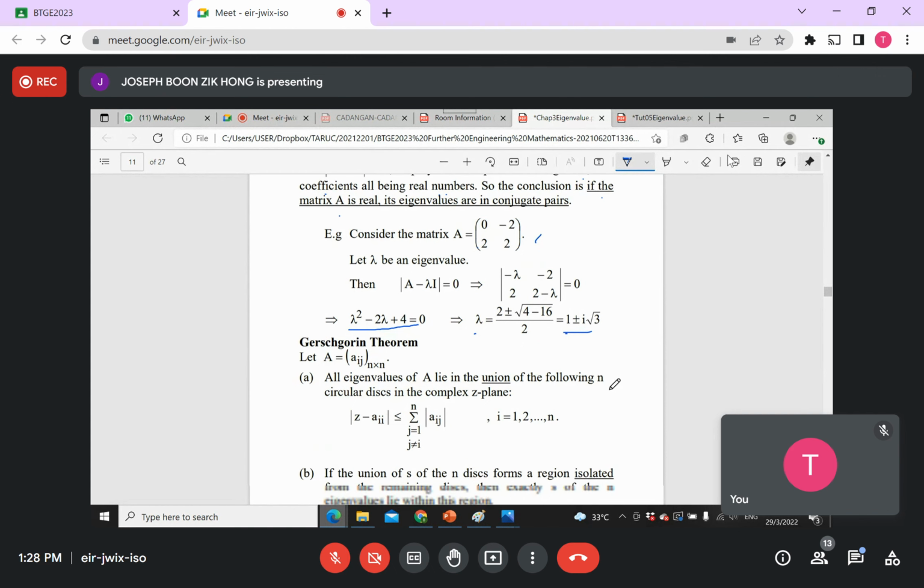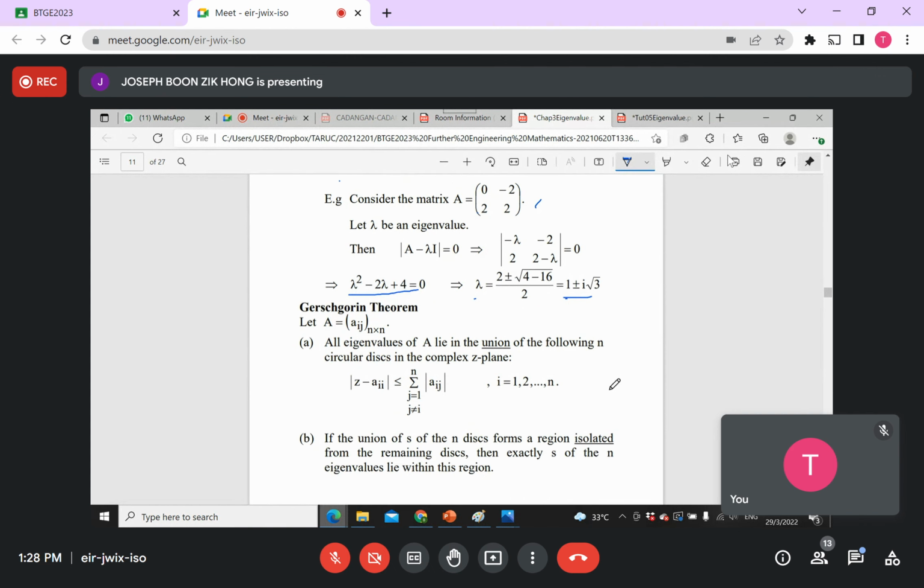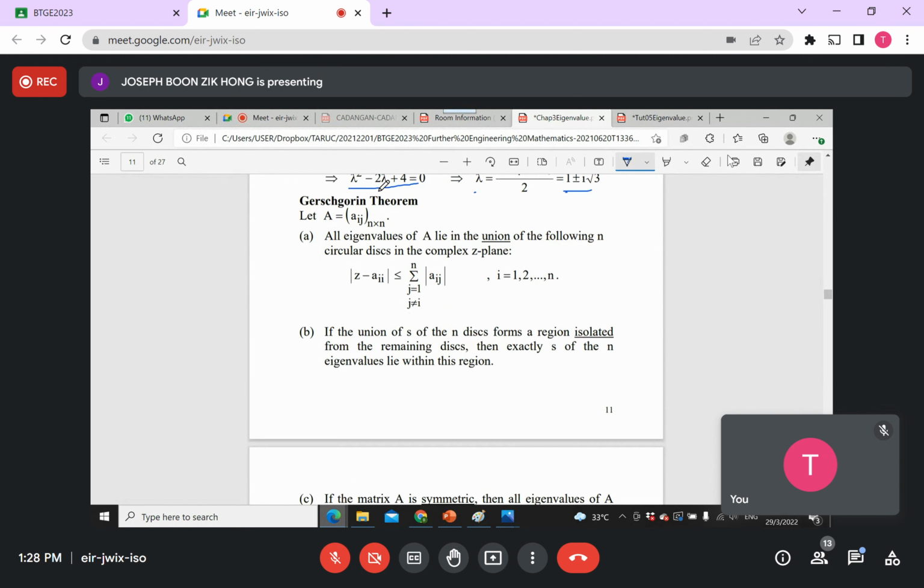Okay, so by the Gershgorin theorem, it says if you have a matrix, this is your matrix.